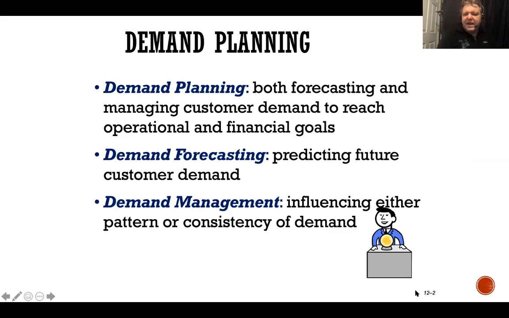Planning is really both forecasting and managing customer demand. So demand management is another term. And what we're trying to do is reach our operational and financial goals. In other words, we're trying to determine how many things should we make. So how many products should we make? How many things should we sell? How many services should we offer for a certain time period, let's say for the month? I don't know.